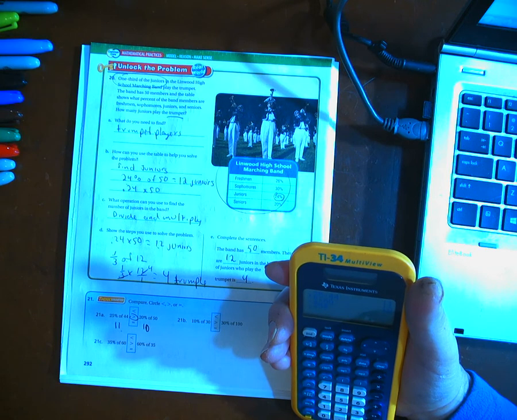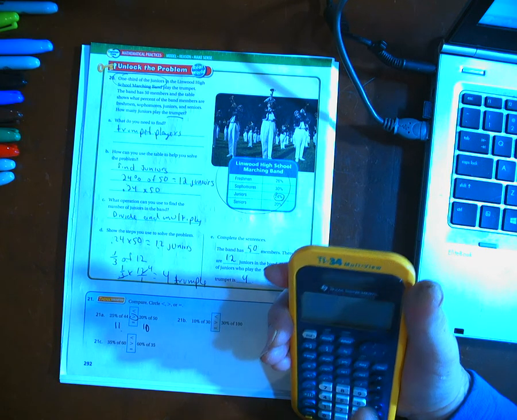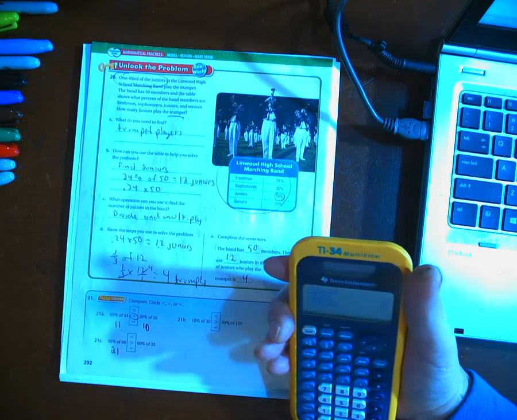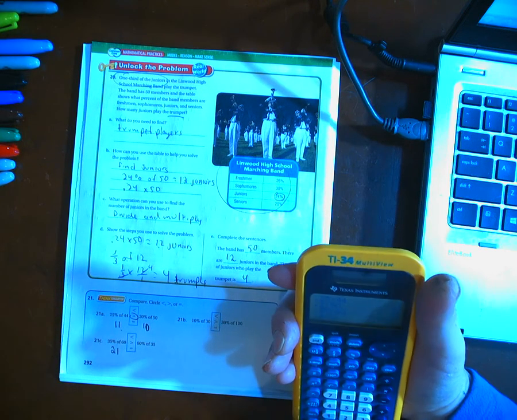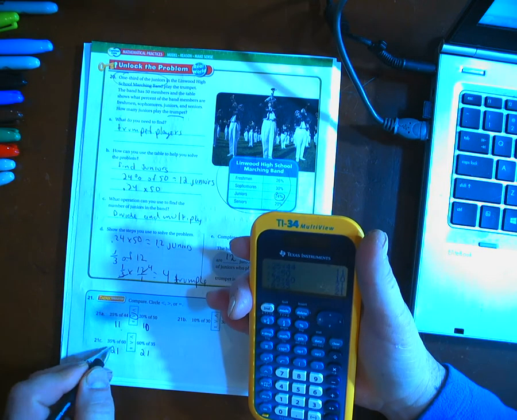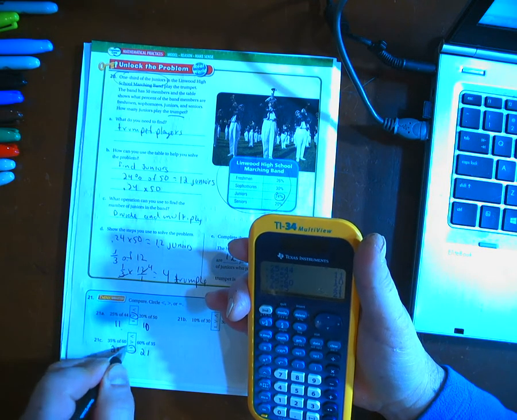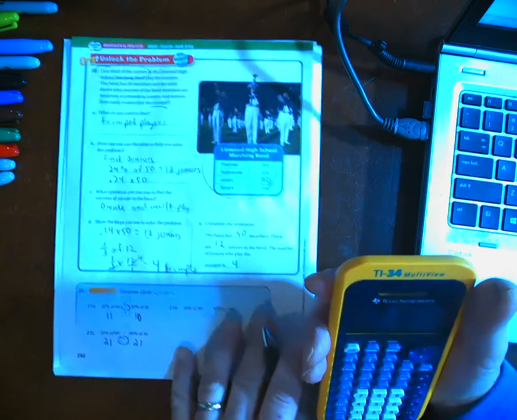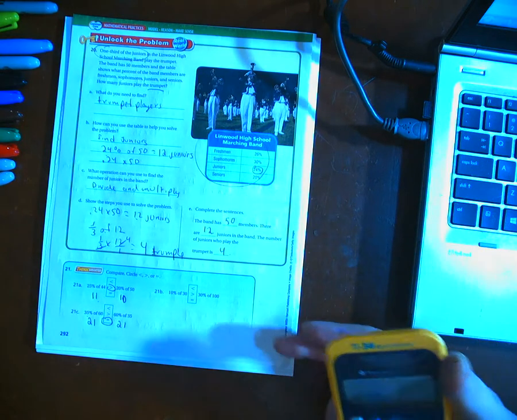0.35 times 60, this is 21. 0.6 times 35, this is also 21. I'm finding 35% of 60 and 60% of 35. That doesn't usually work out like that. They found those numbers on purpose.